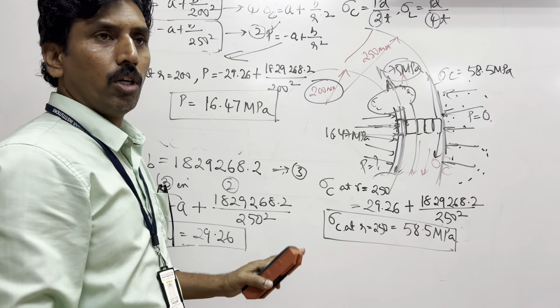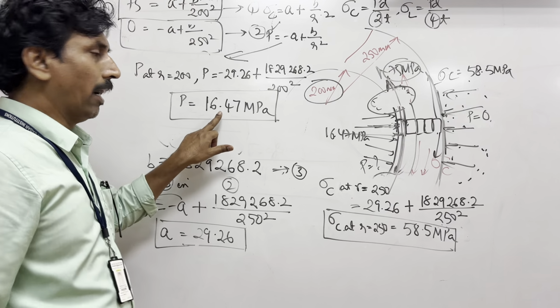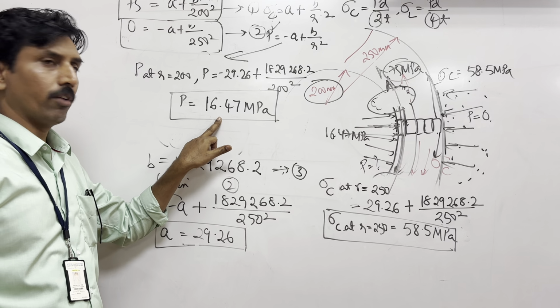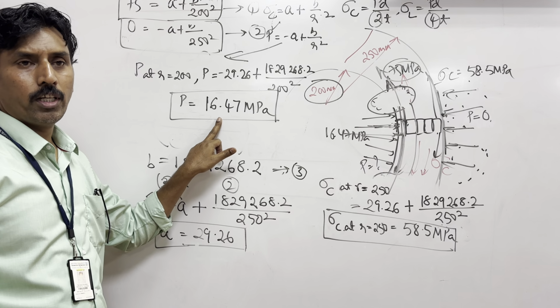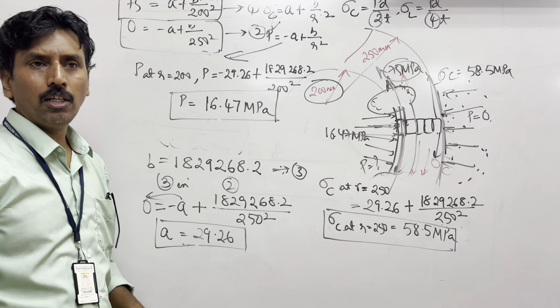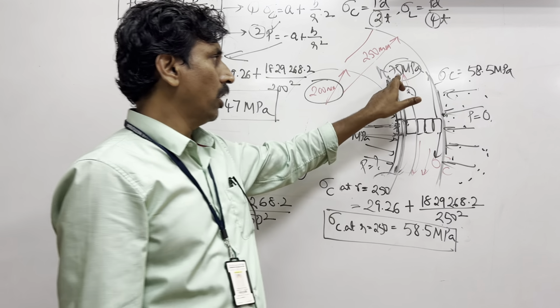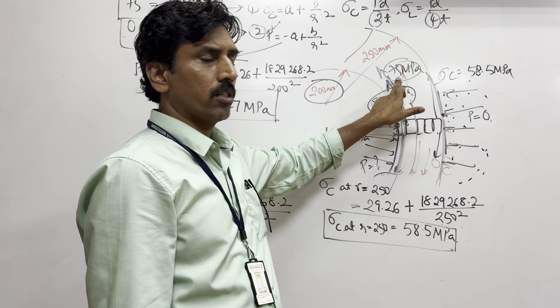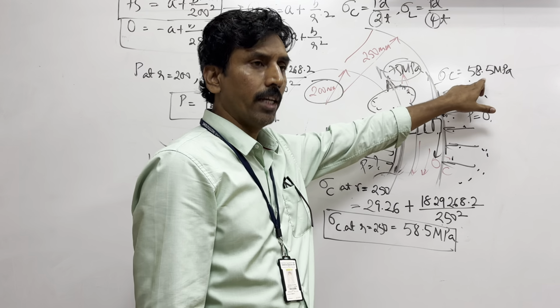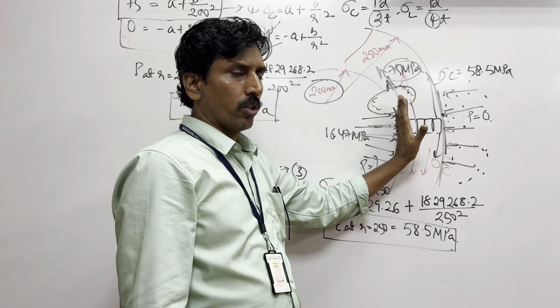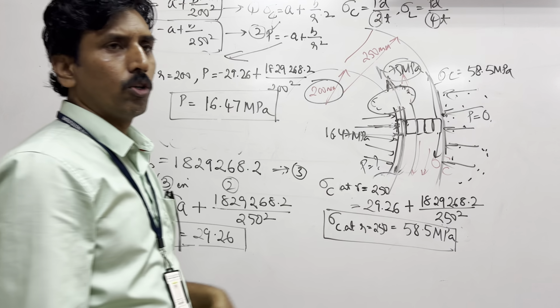So therefore, you can say that at the maximum you can apply a pressure of how much? 16.47 MPa before the cylinder fails. Because we know that the internal circumferential stress is 75, outside is 58.5, which means it is always higher here. So therefore, you have got these values.